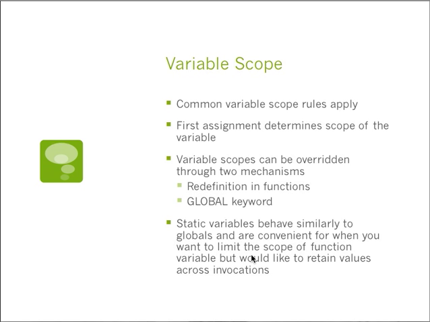Now static variables behave similarly to globals, and they're convenient for when you want to limit the scope of a function variable so that it retains its value across multiple invocations of the function, but the variable itself is something that you only want scoped within the function so that it's not accessible outside of the function.